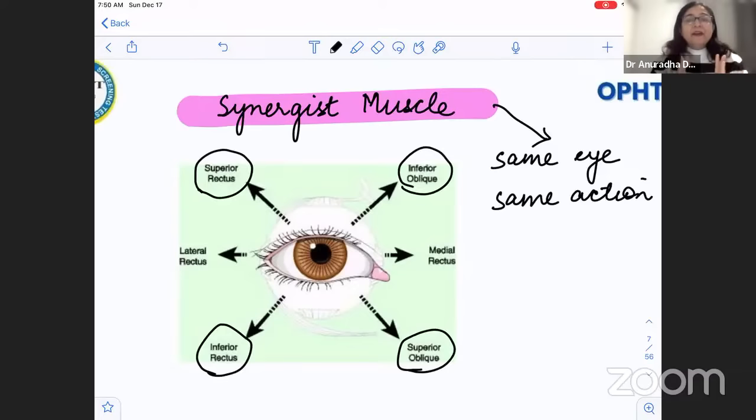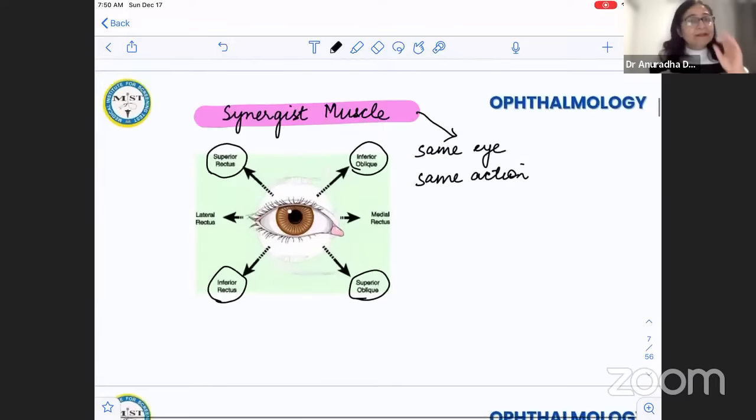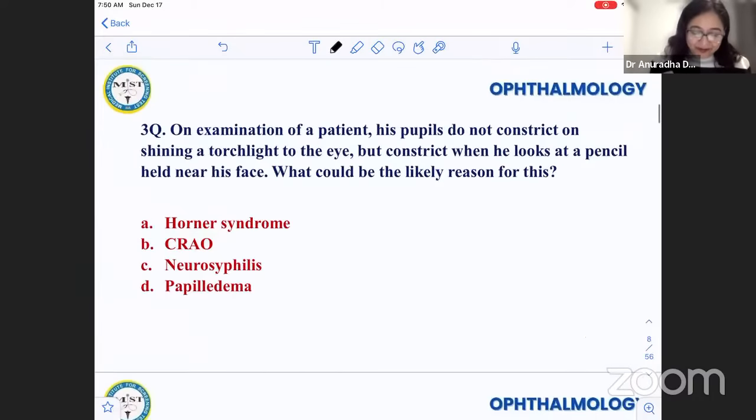Yoke muscles are a pair of muscles in the two eyes, taking the eyes in the same direction. And yes, very nicely, Jimmy is revising with us. The nerve supply: LR6, SO4, O3. So any question based upon extraocular muscle movement, which is one of the important topics, please keep this concept in mind and mark it right. Fine? Perfect. So is it time to go forward?